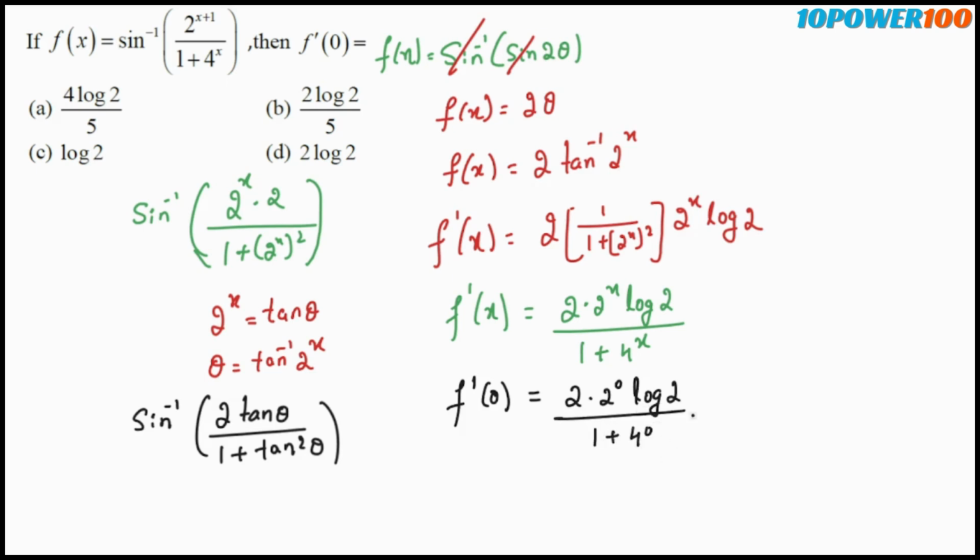So 1 plus 4 power 0, you all know anything to the power 0 is 1. It becomes 2 log 2 divided by 1 plus 1, which is 2. We can cancel this 2 and the other 2. What do we get? We get only log 2. So here we can say option C, log 2, is the right answer.